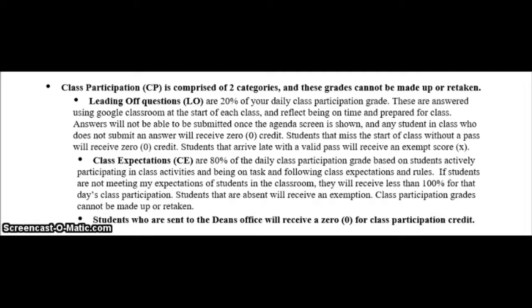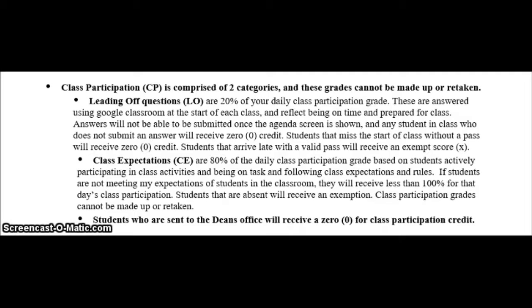Class participation, which uses the code CP in my gradebook, is comprised of 2 categories, and these grades cannot be made up or retaken. Leading off questions, which in your gradebook are assignments that start with LO and then the date of the leading off assignment, are 20% of your daily class participation grade. These are answered using Google Classroom at the start of each class and reflect being on time and prepared for class. Answers will not be able to be submitted once the agenda screen is shown, and any student in class who does not submit an answer will receive 0 credit.